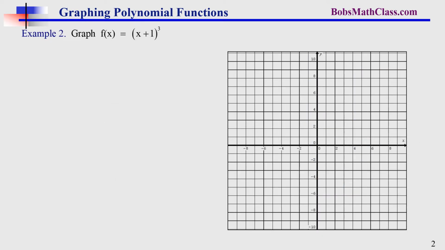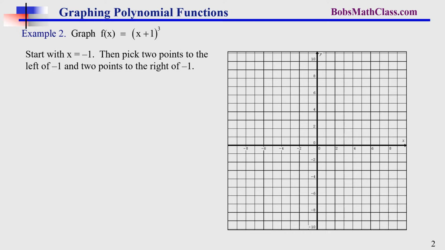Okay, here's our next problem. This one does have parentheses. So when you make a table, you're going to pick the number that makes the inside of the parentheses a 0. So what number plus 1 would equal 0? Right, -1. Or you could think of the opposite of the number after the x. So it's a +1 after the x, so pick the opposite of that number, -1.